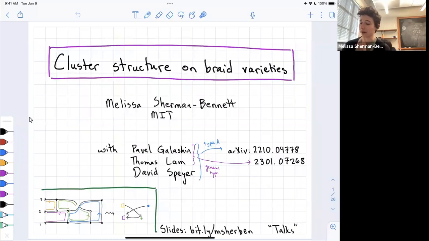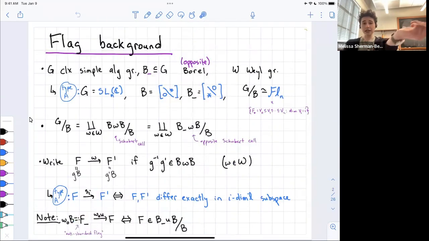Okay, so I'm going to start out by telling you a bit about braid varieties, which are some affine varieties. I think they're very nice. And then I'll spend most of the talk telling you about a particularly rich combinatorial structure that their coordinate rings have. This is called the cluster structure, and I don't expect you to know at all what those words mean. I will tell you through the course of the talk. Okay, so first, to tell you about braid varieties, I need a little bit of background about flags.